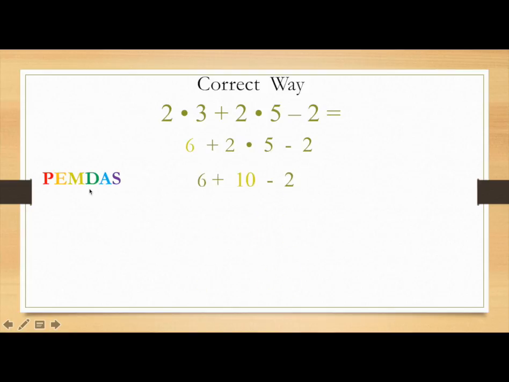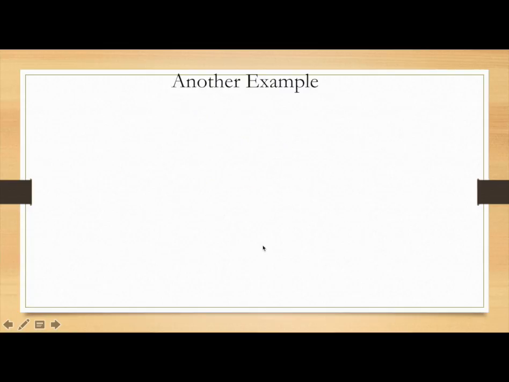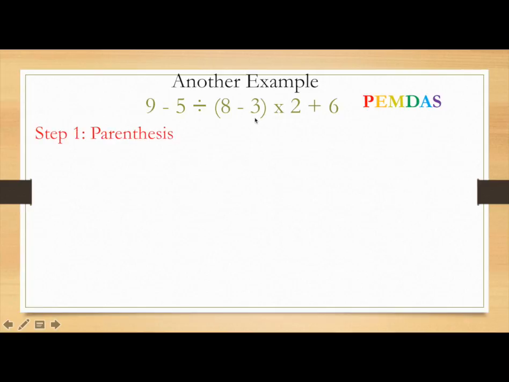There's no division, so our next step is addition. 6 plus 10 is 16. Lastly, we do subtraction. 16 minus 2 is 14. Here's another example. 9 minus 5 divided by 8 minus 3 in parentheses times 2 plus 6. The first step we do is the operation in the parentheses. So 8 minus 3 is 5.